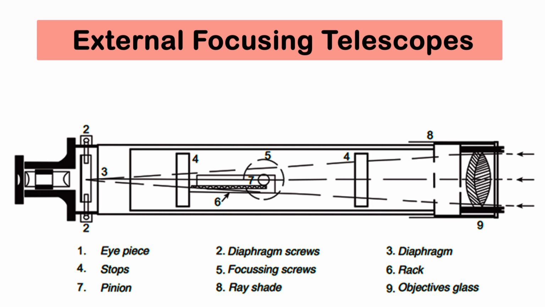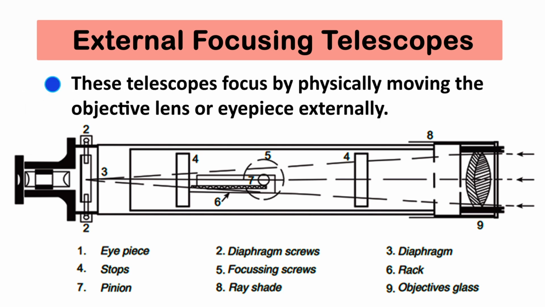First, we will discuss the external focusing telescope. These telescopes focus by physically moving the objective lens or eyepiece externally. They typically consist of two telescopic tubes with the objective and eyepiece mounted on opposite ends. One tube slides axially within the other, adjusted via a rack and pinion system connected to the focusing screw.